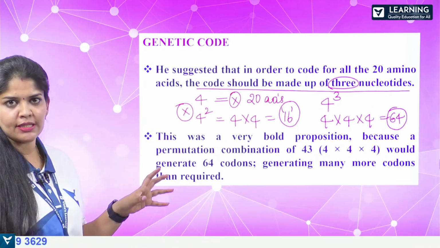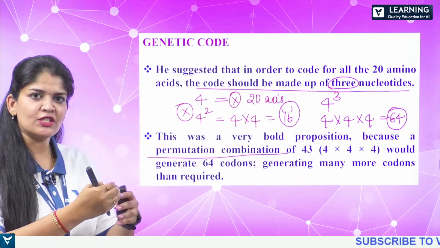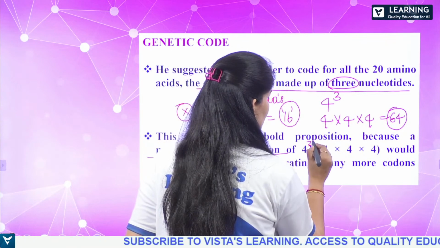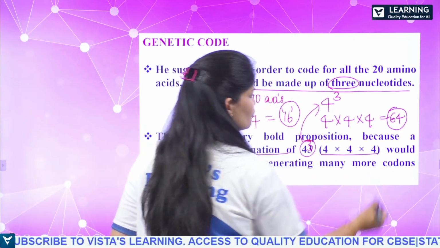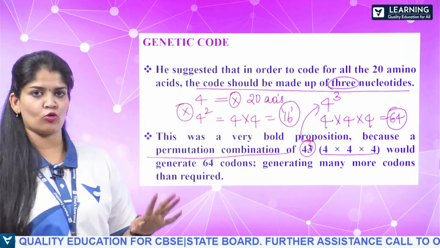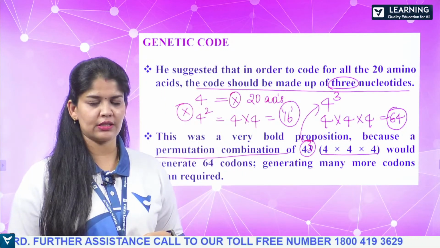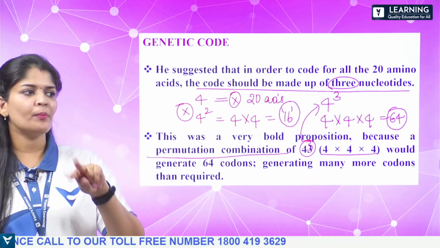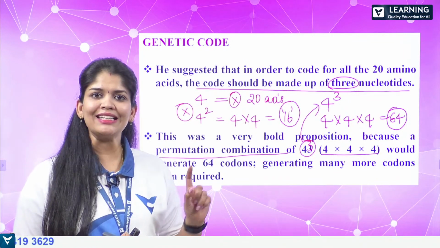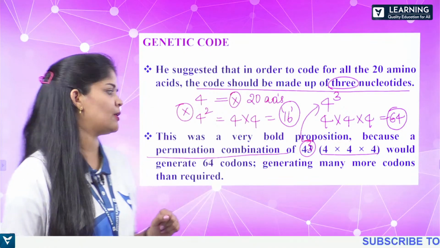This was a very bold proposition because of the permutation combinations, rearrangements, in which way it has to be rearranged such that 4 into 4 into 4 would generate 64 codons. Out of 64 codons, 3 code for nothing. We consider them as stop codons. And 1 codon will perform a dual function, where it is going to act as a start codon, also called the initiator codon, and also code for the amino acid methionine.